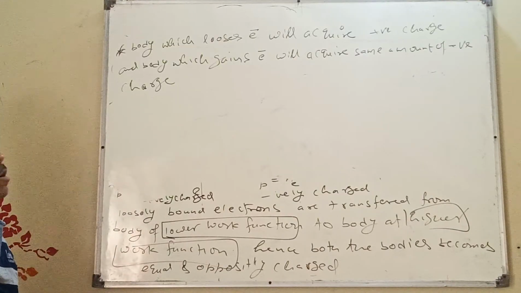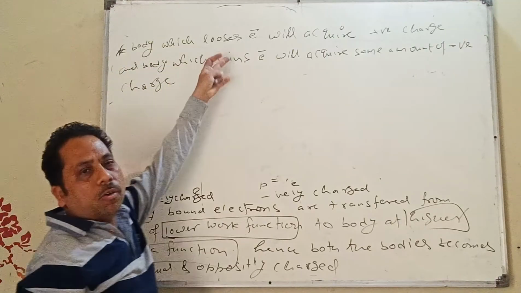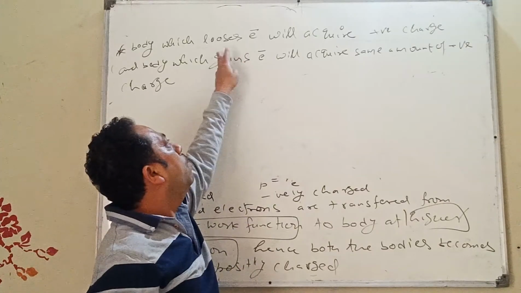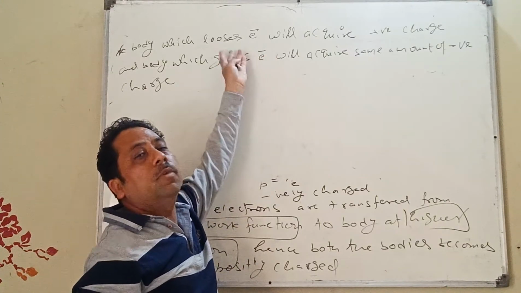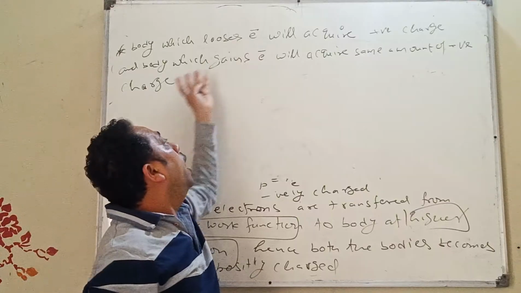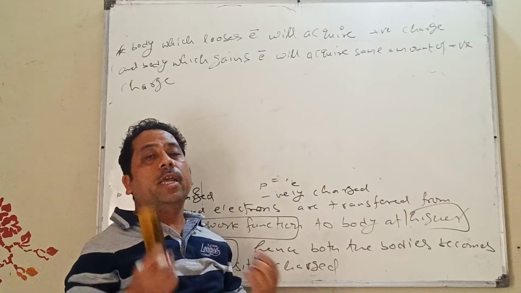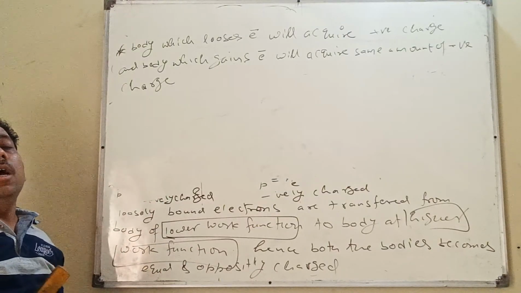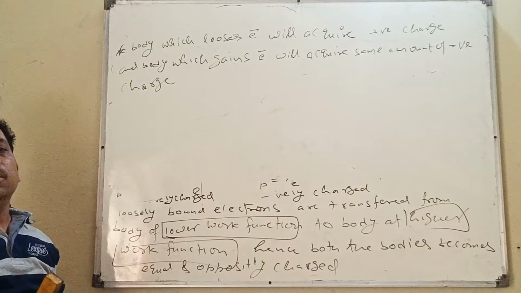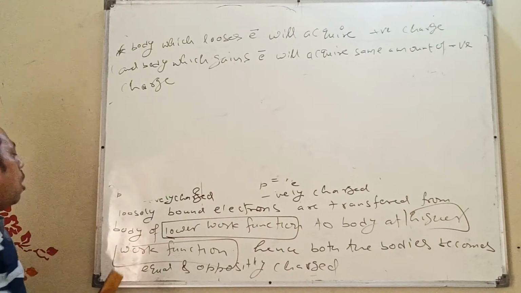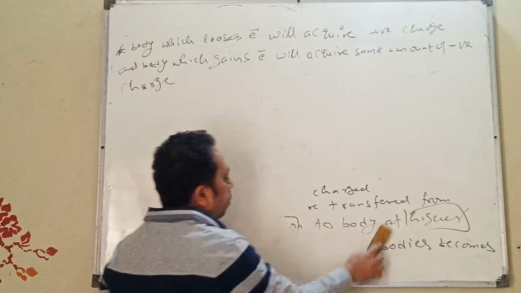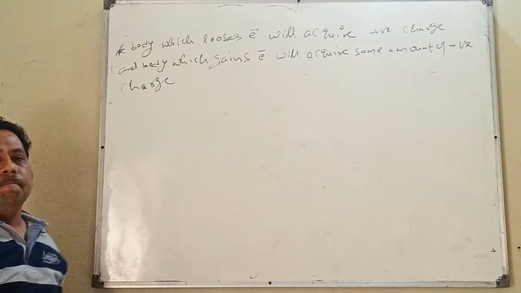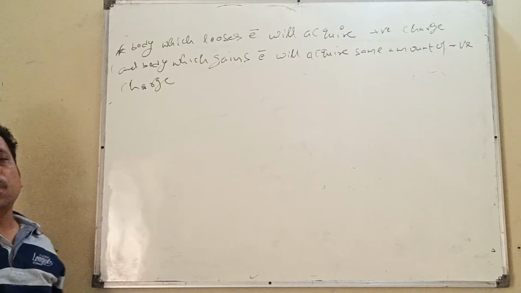One thing you have to note down: the body which loses electrons, since an electron has a certain mass, becomes lighter in mass after losing electrons, and the body which gains electrons will be slightly heavier in mass after rubbing the two bodies against each other. So that's how the two bodies become charged after rubbing each other. Many examples are there.